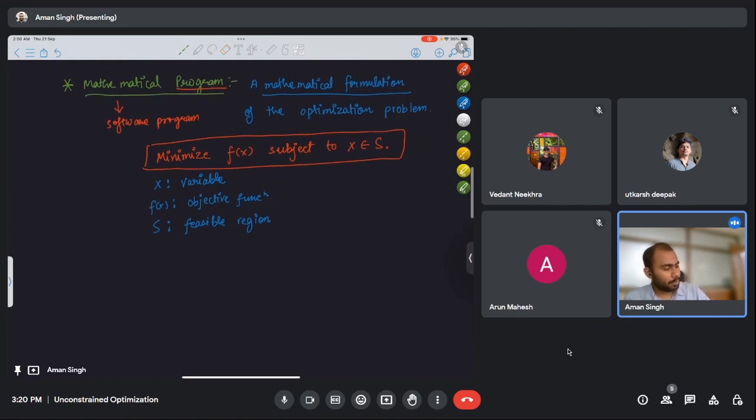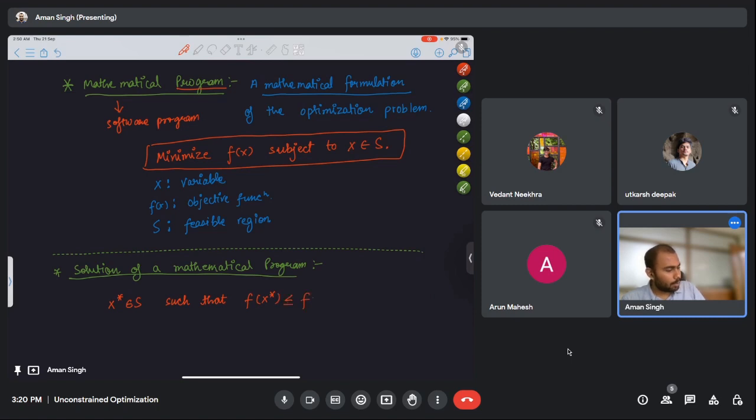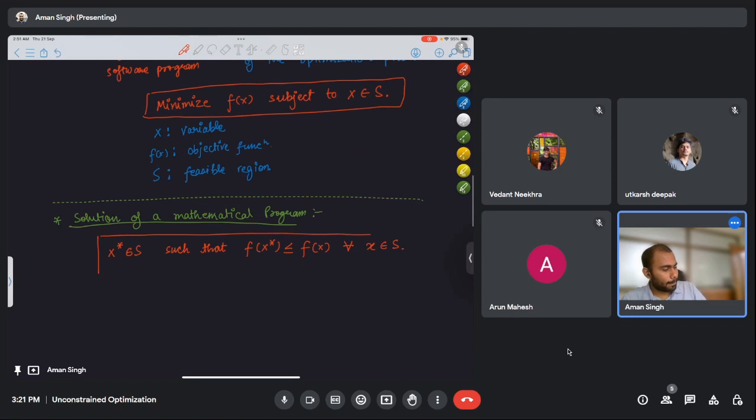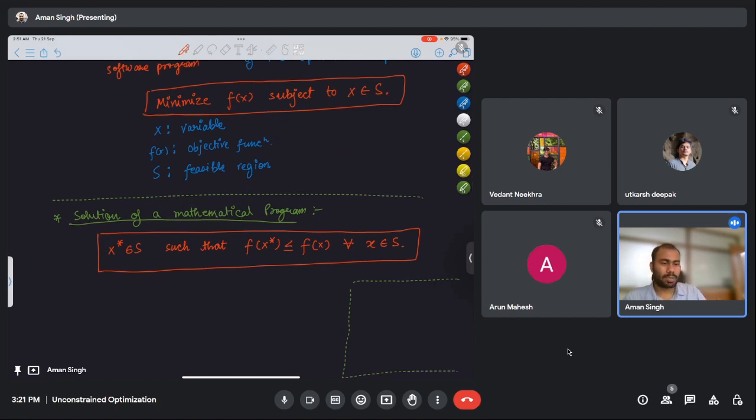So now we have defined a mathematical program. Now let's define the solution of a mathematical program. The solution of a mathematical program can be written as x star belongs to S, such that... Just before moving ahead, I'll read the statement, but I want to define some of the symbols that I'm using, as some of you might not be familiar with them.